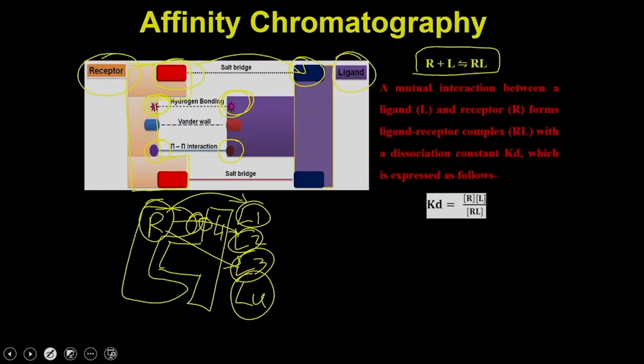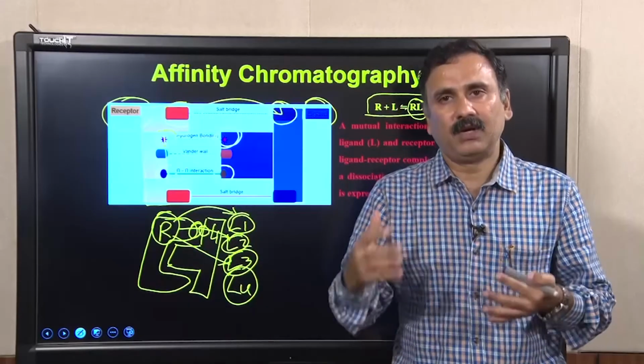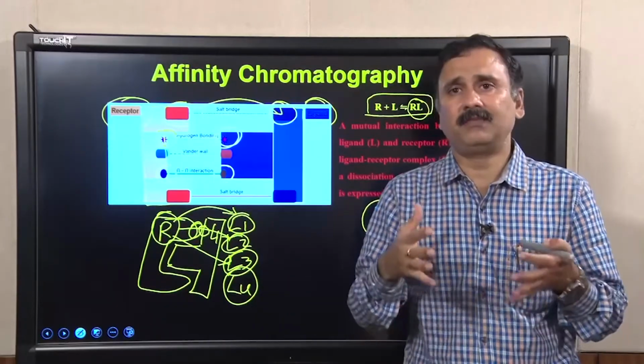If the receptor interacts with the ligand, it forms the receptor ligand complex. If you would like to determine the dissociation constant, you can use this equation, where the dissociation constant is the concentration of the receptor and ligand divided by the concentration of the receptor ligand complex, and that can be used to determine the strength of the interaction. This means if the receptor and ligand are complementary to each other and make a very tight complex, the Kd value is going to be very small, because you are going to have a very high concentration of the receptor ligand complex.